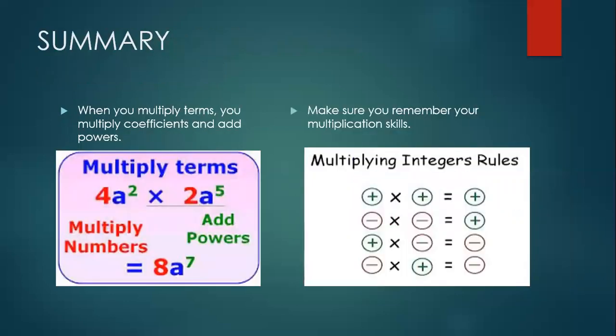Let's summarize this. When you multiply terms, you multiply numbers in front and add the powers. So this illustrates what happens. Make sure you remember your multiplication rules. A positive times positive is a positive. Negative times a negative is also positive. Positive times negative is a negative. Negative times positive is negative. So just remember those. Make sure you don't mess up on signs.